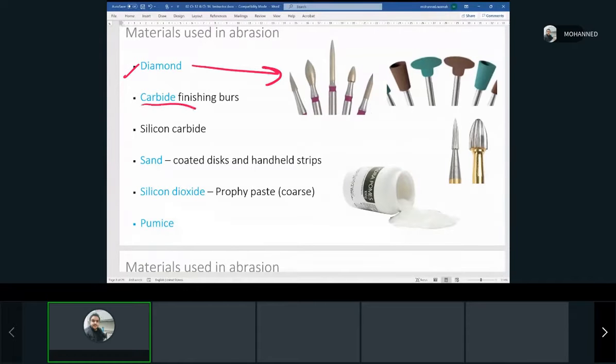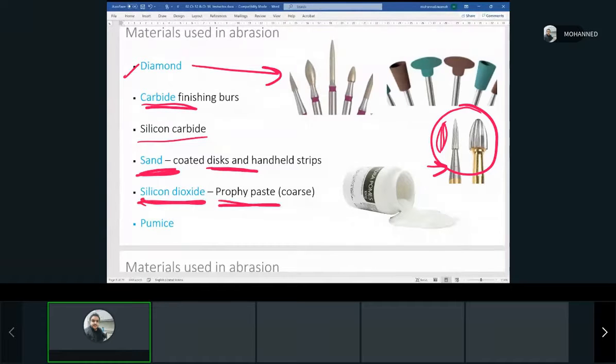You have carbide finishing. The carbides are the ones that have blades in them. You can see they have blades in them. These are called carbide. Silicon carbide, we have a different type of carbide that is silicon. We have sand, like the sand discs that we already talked about. Silicon oxide can be used in prophy paste. This one is a little bit more coarse. So if you have heavy staining, we usually use that.